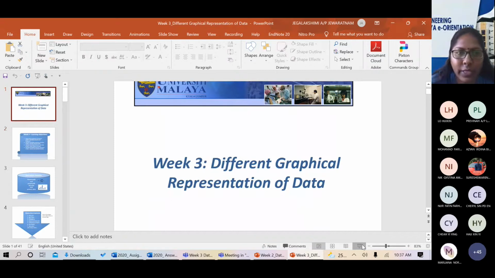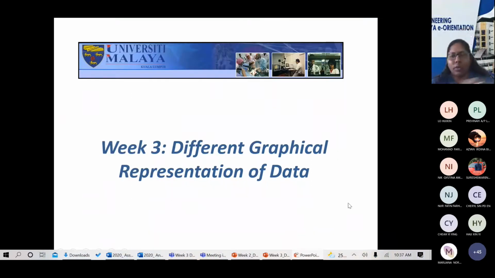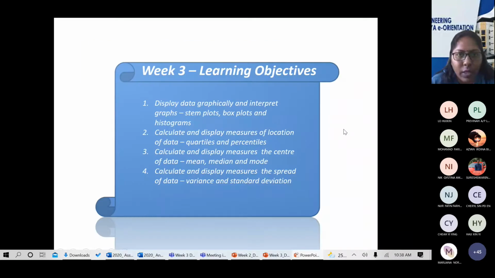So for today, you'll be doing box plot. We will look into different graphical representations, but you will do some exercise on box plot. Okay, so in this lesson, the whole idea is to introduce some graphical display and interpretation of graphs.